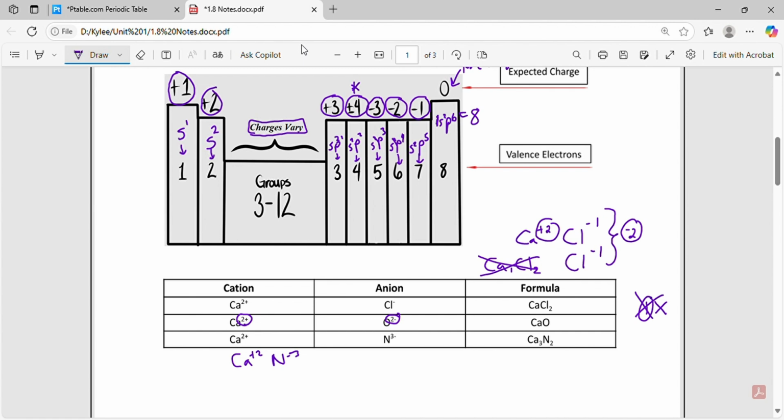So if I have a +6, it would cancel with a -6. So a +6 is going to be 3 calciums, and then a -6 would be 2 nitrogens. So again, charge balance, super important, and that's where they got the Ca3N2 from, because I needed 3 of the calciums to get +6, and I needed 2 of the N's to get -6.